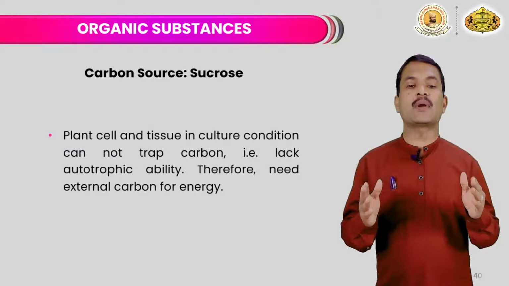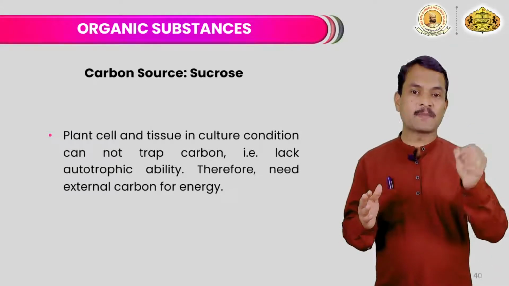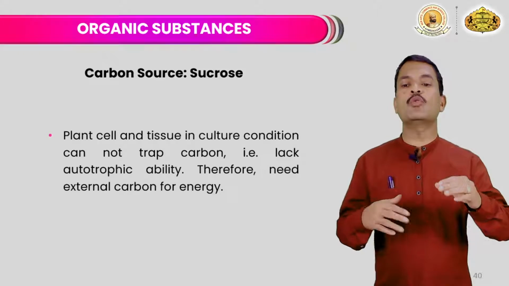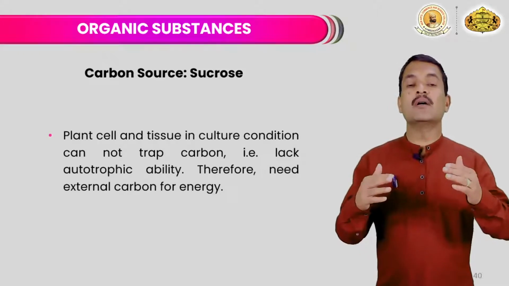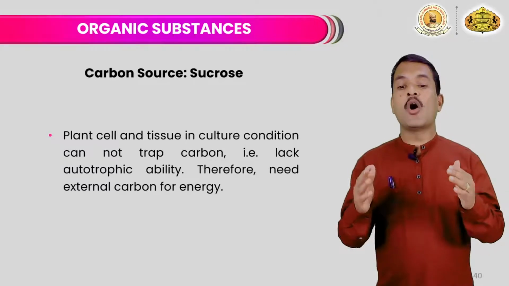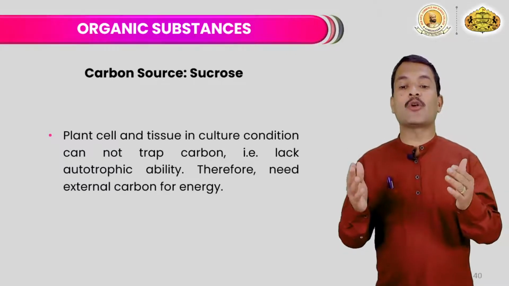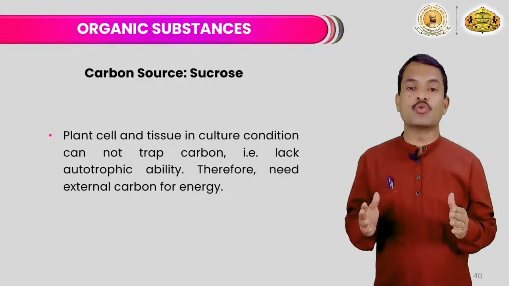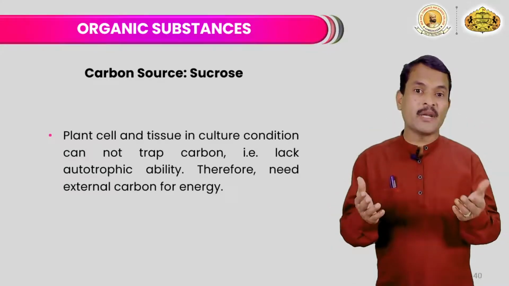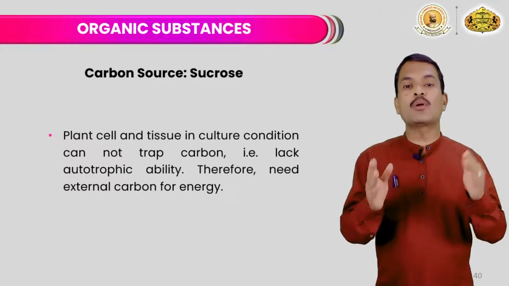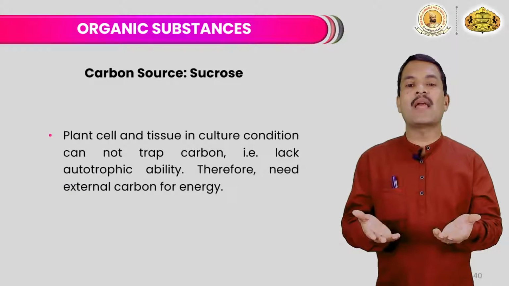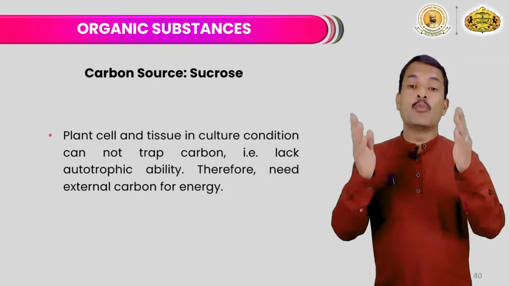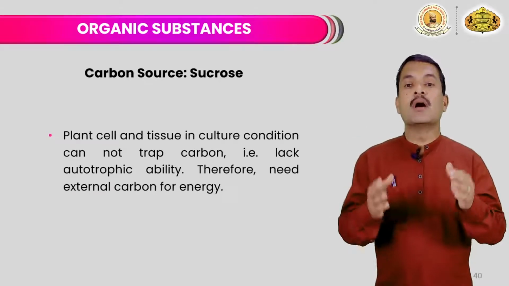The explant, what we are going to inoculate, is a small part of the plant which we inoculate on the media. It is not able to do photosynthesis, means it is lacking the autotrophic ability, and because of that we need to externally provide sucrose as a carbon source. When we autoclave our media, this sucrose will be broken down into glucose and fructose, and out of that glucose will be utilized by the plant. When the glucose is finished, the plant will start to utilize the fructose. So we add sucrose into our media as a carbon source.